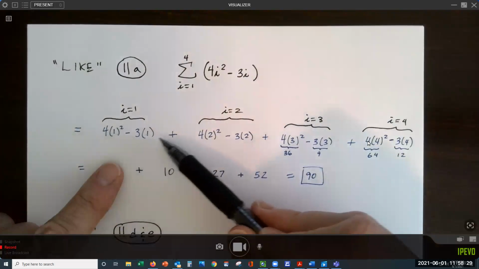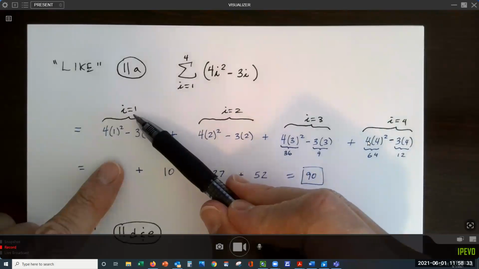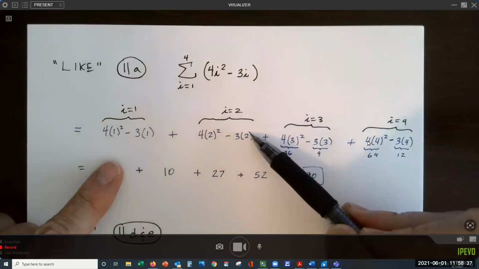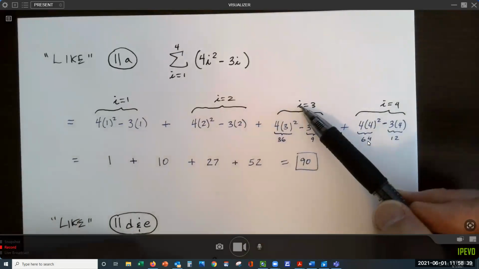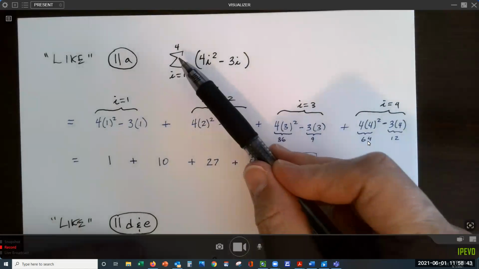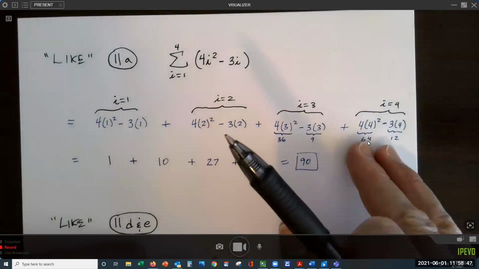But then I'm going to add the result when i is the next value. So what's 1 more than 1? That's 2. So i equal 2, I replace i with 2. And then i equal 3, I replace i with 3. And then finally i equal 4, and that's where I stop because that's the top number. So I'm just adding these 4 expressions together.